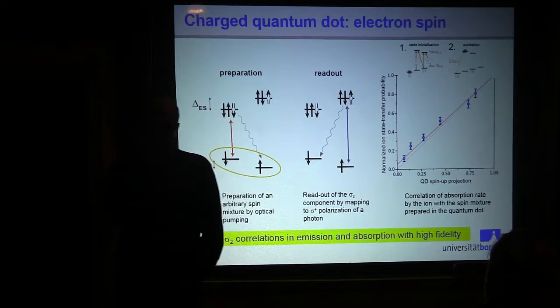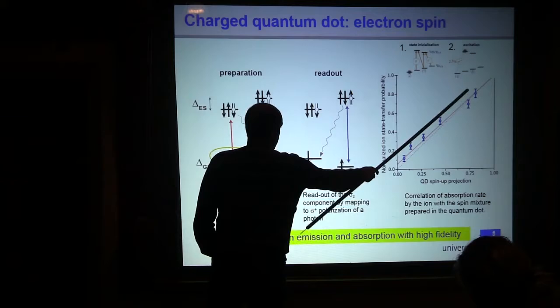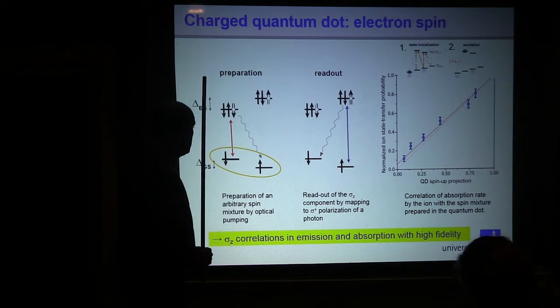So with this we can basically transfer classical information from the quantum dot ground state to the internal state of the ion. The correlation coefficient here is essentially almost unity, and you can go up to around 80%. Okay, so we can transfer these correlations.